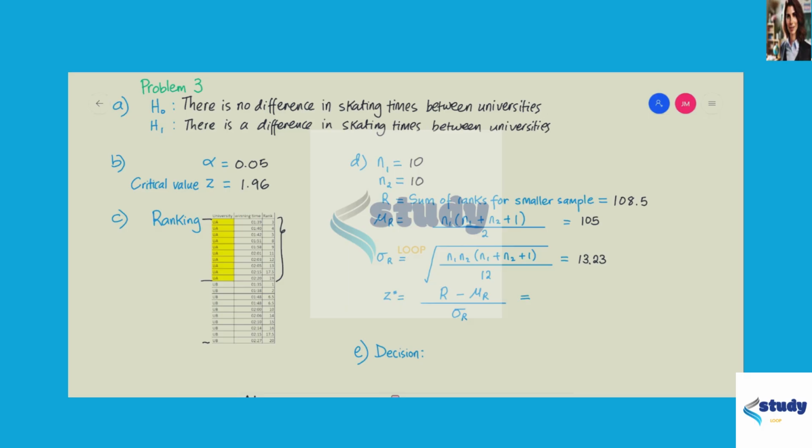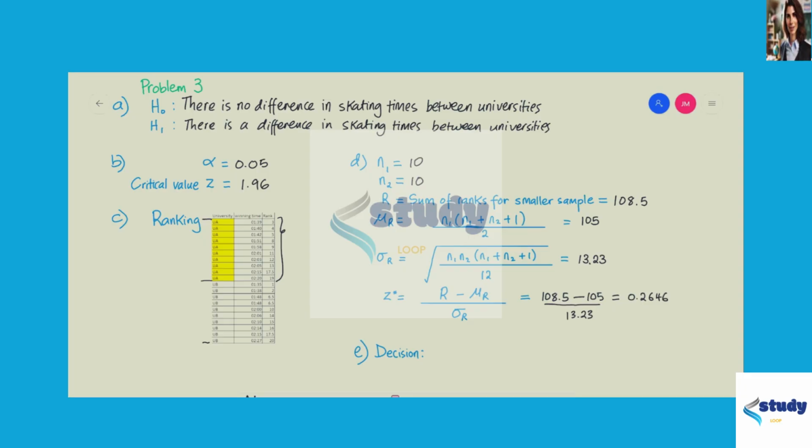Next, we're going to work out the value of z. So the value of z is obtained from these substitutions: 108.5 minus mu r, which is 105, divided by sigma r, which is 13.23, and that gives the value 0.2646.